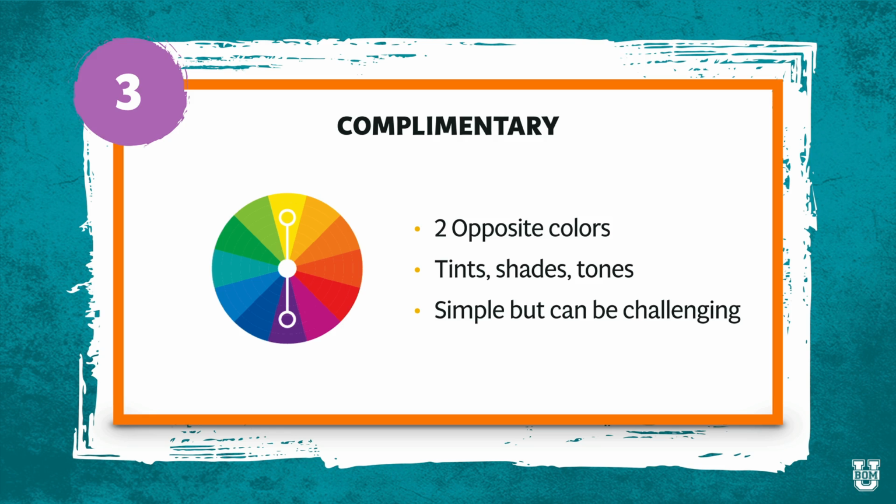Next up, you have complementary. This is when you have 2 opposite colors on the color wheel. And again, incorporating tints, shades, and tones. This can be simple, but it can also be challenging, especially if green or red is one of your anchor colors. If you have a green as your anchor color and red is the complement to that, you have to be real careful not to make it look Christmassy, right? Because we have those things ingrained into our culture that might make you think of something else. So this is when it's important to experiment with tints and shades.